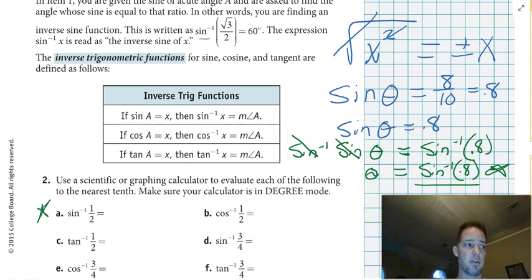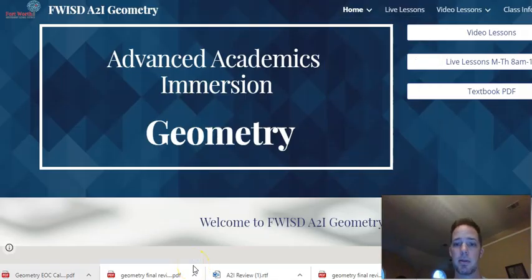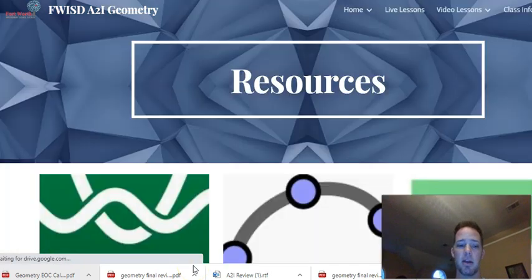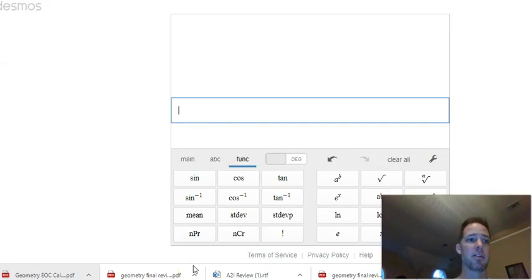So if you have your phone, that's great. Most phones, you just need to make sure it's in degree mode and turn it sideways, and you'll have the option of doing the trigonometric functions. There should be a second option on your phone that will allow you to do the inverse ones. Here I'll show you on this Desmos calculator.